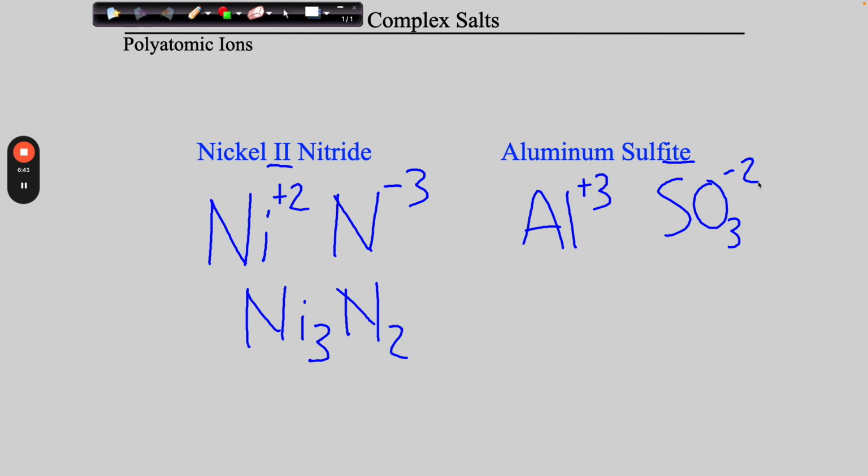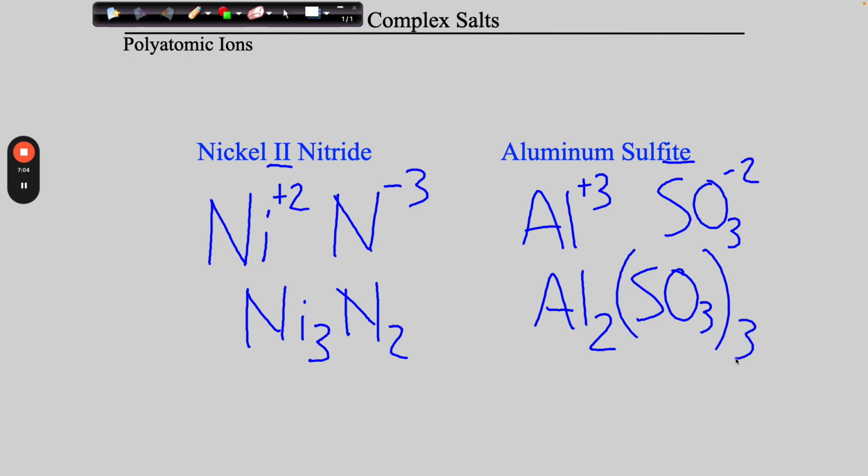So now, guys, these meet at 6 as well, but the ratio is flipped. So we need 2 aluminums and we need 3 sulfites. But guys, remember parentheses. Now we need more than 1 of a polyatomic. So if we need 3 of these, we cast it in parentheses and then we add the 3. So guys, if you can do these successfully on your own, you're exactly where you need to be.